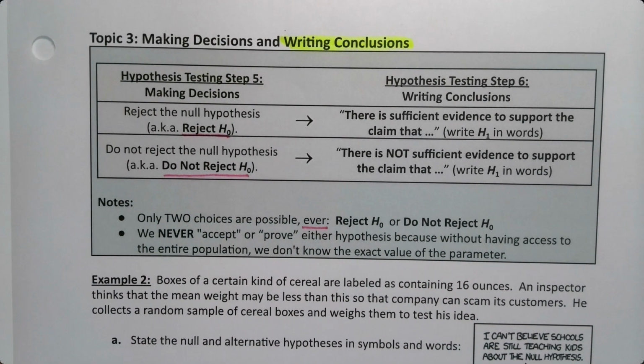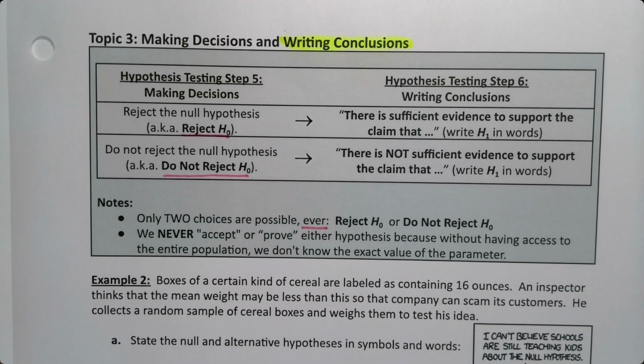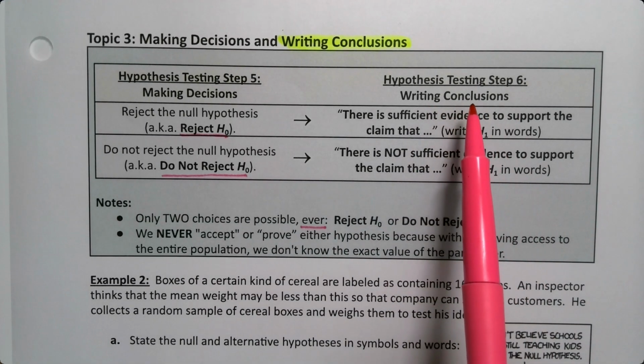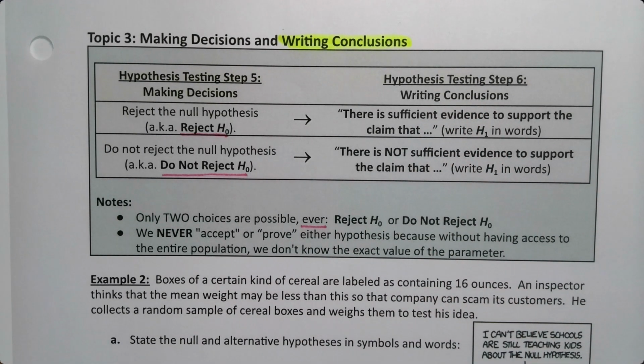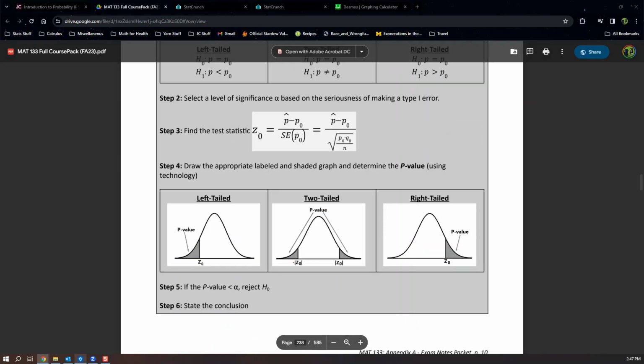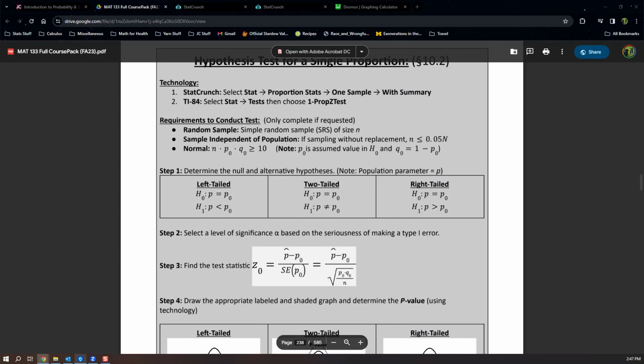Now, we don't really know why at this stage that happens, but that will happen in step 5. And then in step 6, we're going to write a conclusion. So let me show you the hypothesis testing piece from your course pack. This is actually from the exam notes packet.